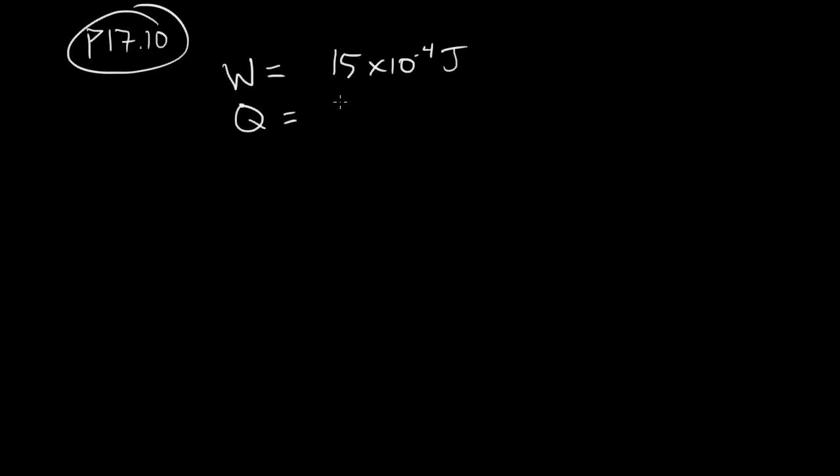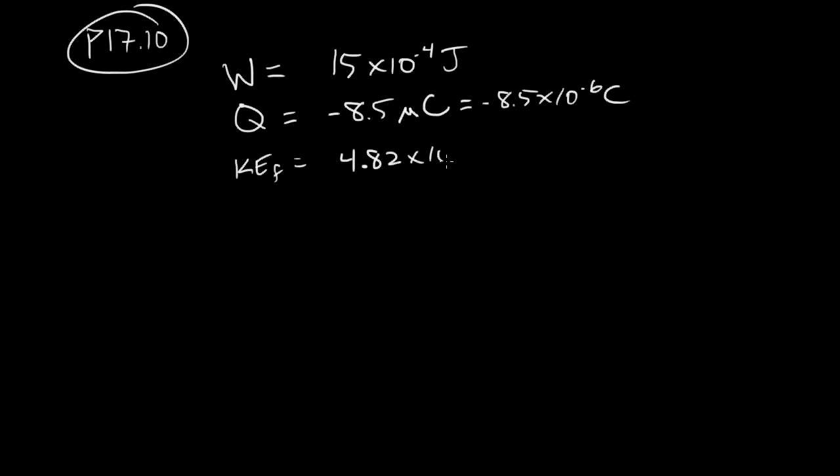We know that the charge is equal to minus 8.5 microcoulombs, which equals minus 8.5 times 10 to the minus 6 coulombs. We also know that it ends up with KE final equal to 4.82 times 10 to the minus 4 joules.